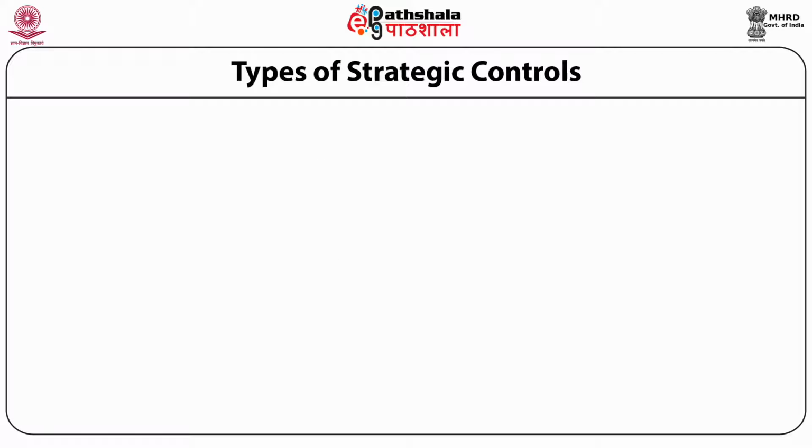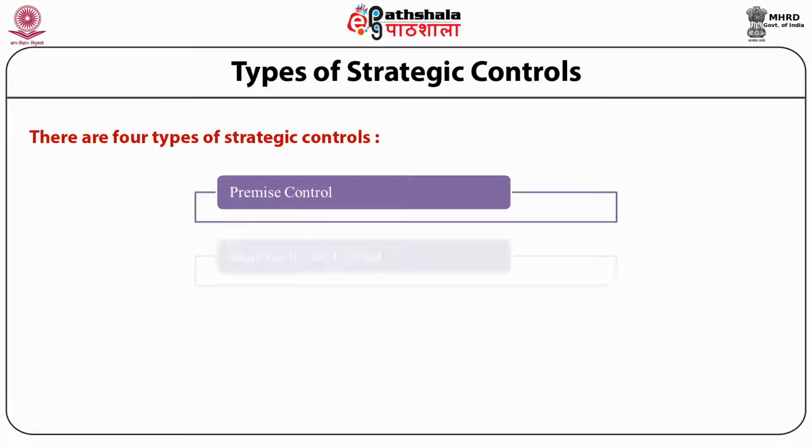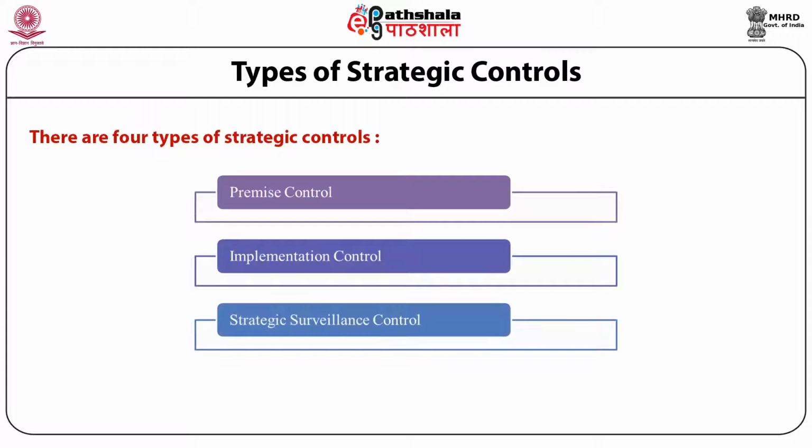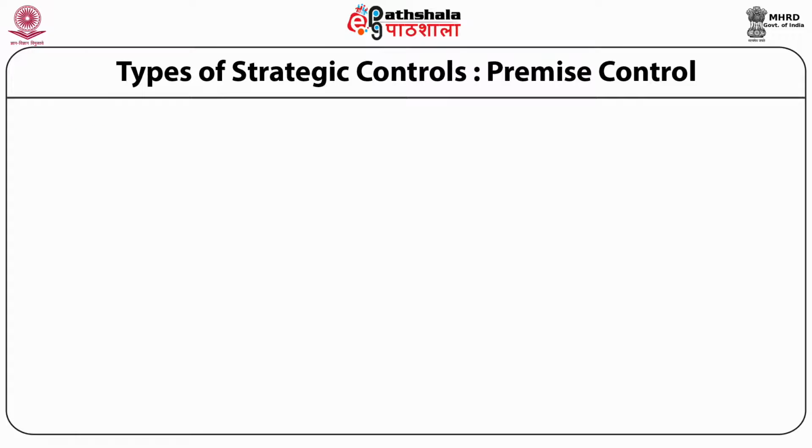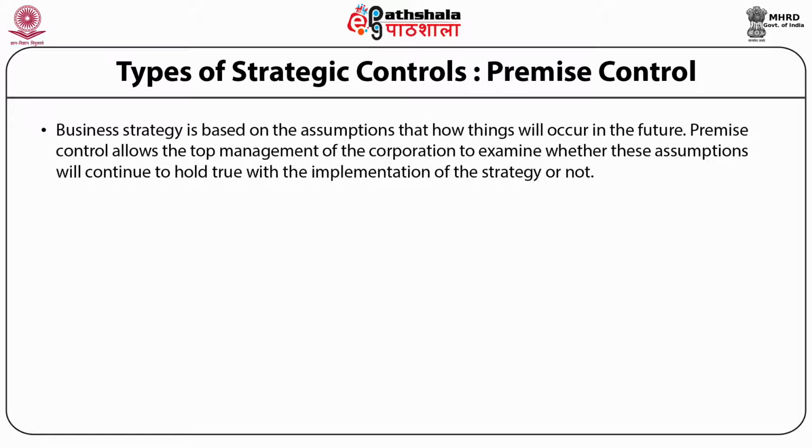Types of strategic control. There are four types of strategic control that are discussed as below: premise control, implementation control, strategic surveillance control, and special alert control. Premise control. Business strategy is based on the assumption of how things will occur in the future. Premise control allows the top management of the corporation to examine whether this assumption will continue to hold true with the implementation of the strategy or not.